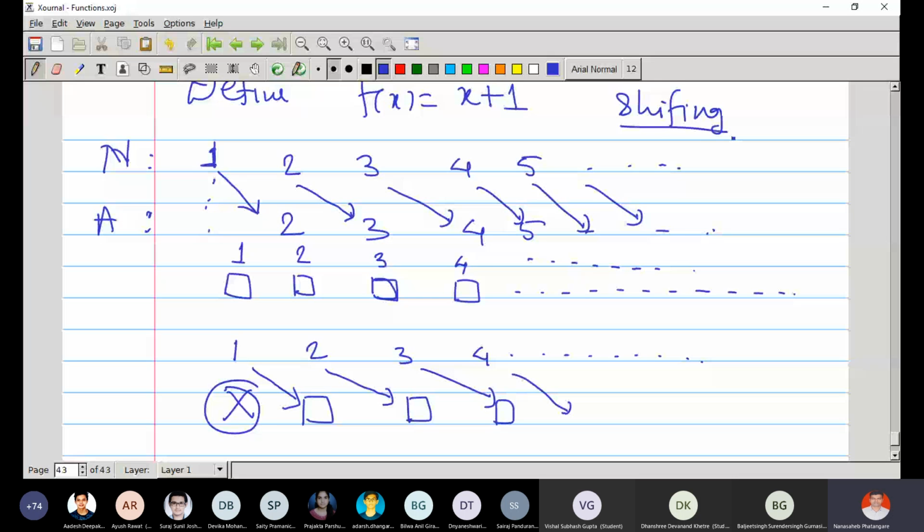Shifting. So shift to the next. Every person will get a chair, exactly one chair, and this is a one-to-one correspondence. It is a bijective map.